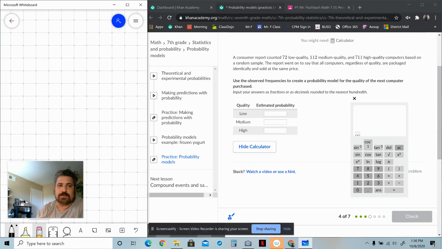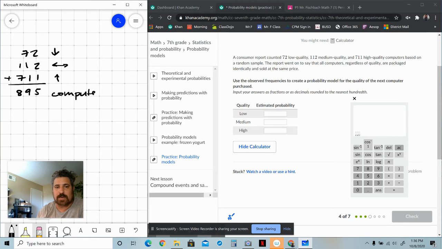All right, fine. So there were 72 that were poor quality. There were 112 that were medium quality. And then there were 711 that were of high quality. Fair enough. If you add all that together, you're going to get the total number of computers that were analyzed or checked. That's 2 plus 2 plus 1 is 5, 7 plus 1 plus 1 is 9, and then 1 plus 7 is 8. So there were 895 computers that were checked in all.